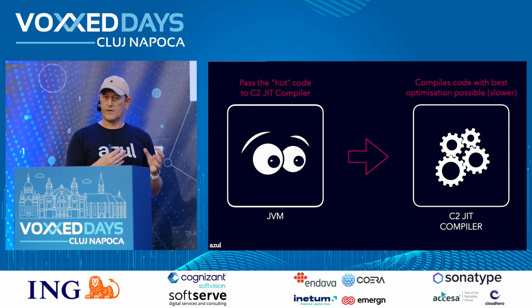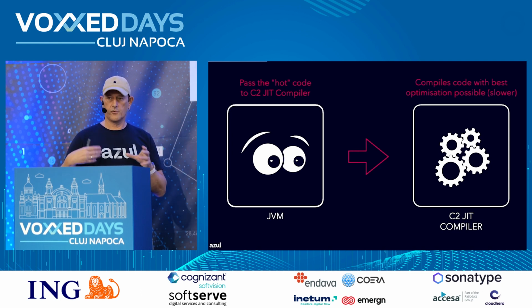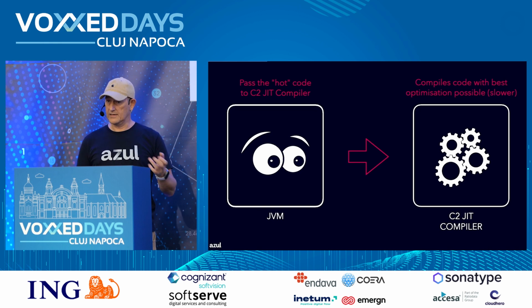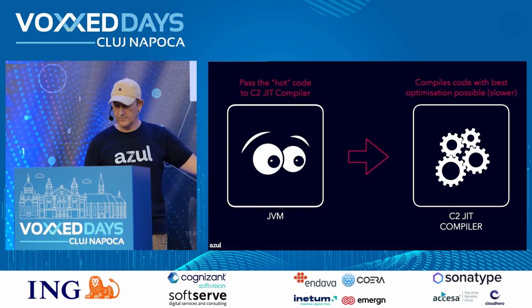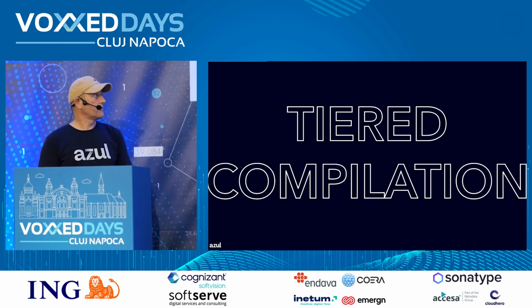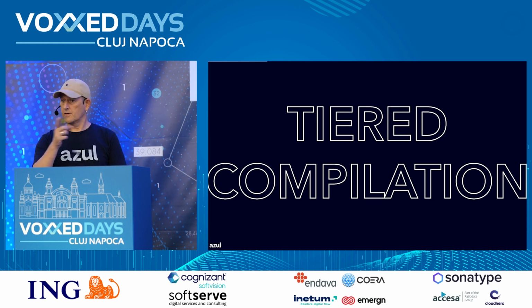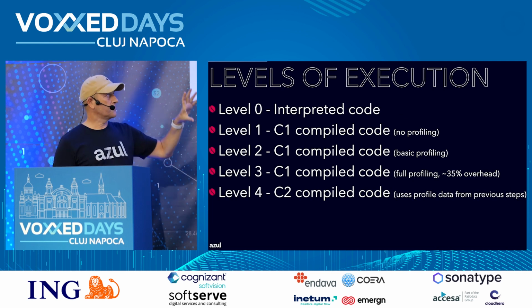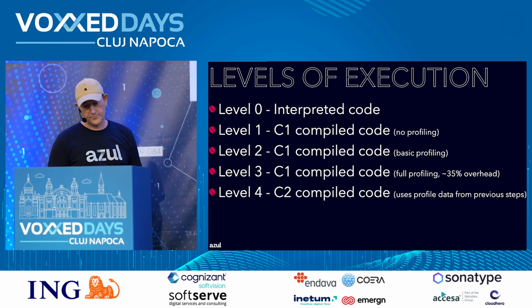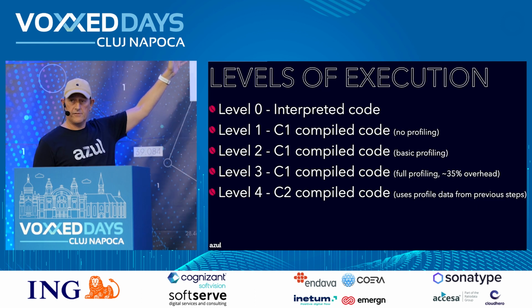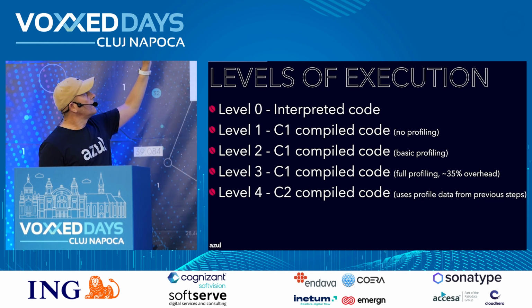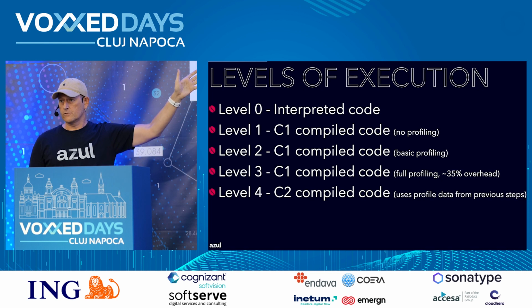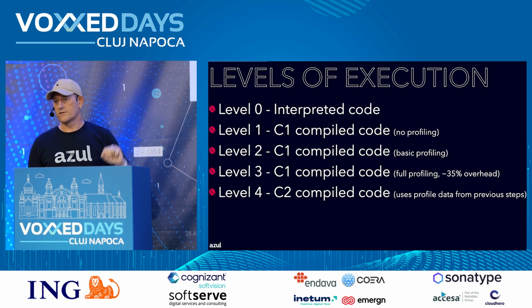and can optimize the code to produce really performant, fast code, but it takes longer, okay? So this is called tiered compilation because we have multiple compilers there and also an interpreter. And between these different stages, we have execution levels. And you see we have 4 of them, or 5, if we include the 0 one. And the 0 is interpreted code. Then we have 3 levels for the C1 compiler.